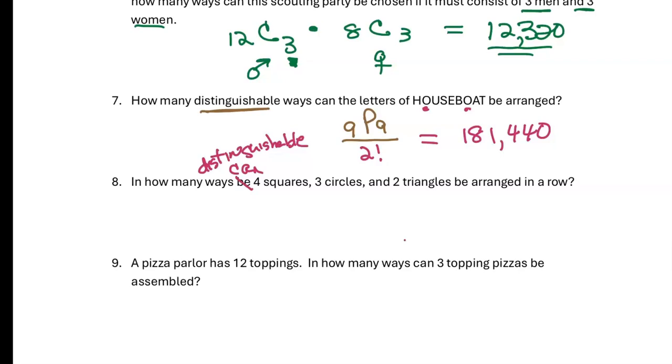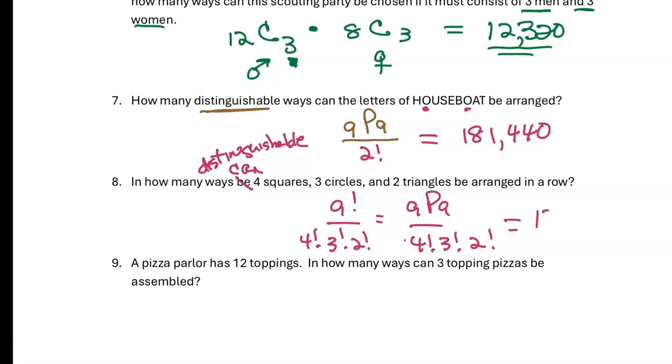So 4 and 3 is 7, 8, 9. So that's going to be 9 factorial, or 9 place 9. Either way is fine. And then I'm going to have 4 factorial, 3 factorial, 2 factorial. Okay, so let's see how many ways I can do.